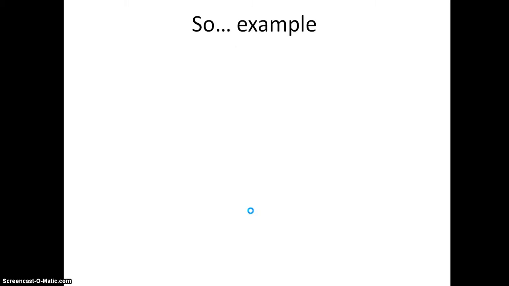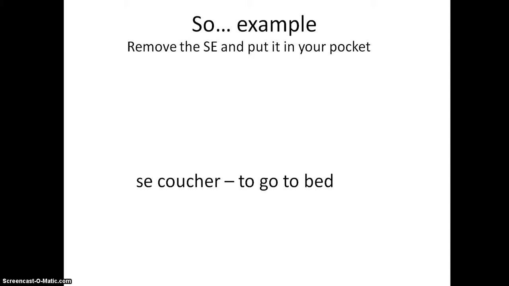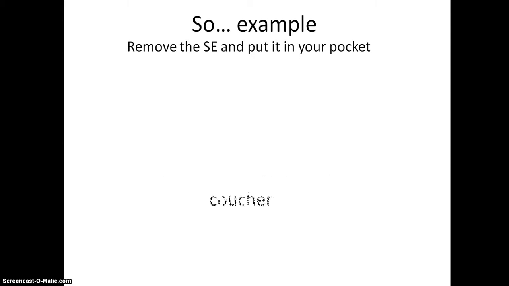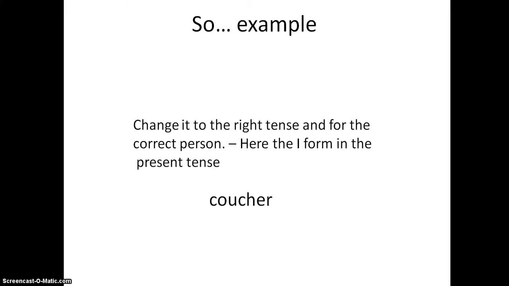Okay, so let's take an example then. So let's take se coucher, which is to go to bed. So we remove the se and put it in my pocket. So we're left with coucher. Now I want to change it to the right tense for the correct person. So here I'm going to use the I form in the present tense. So that will become je couche.